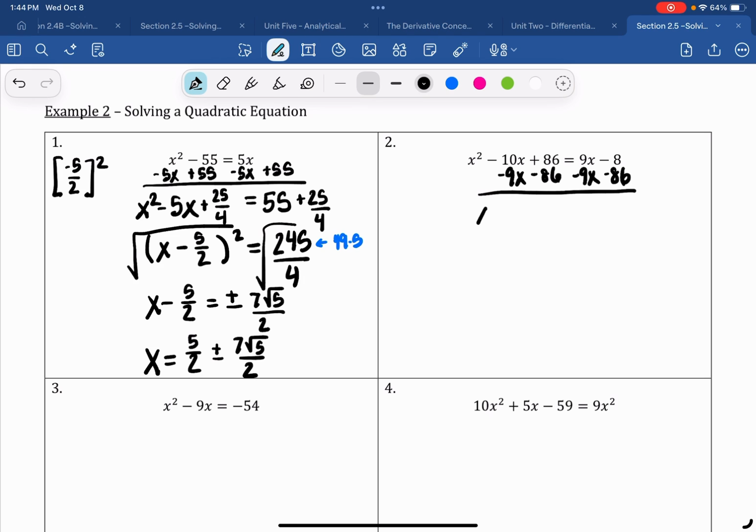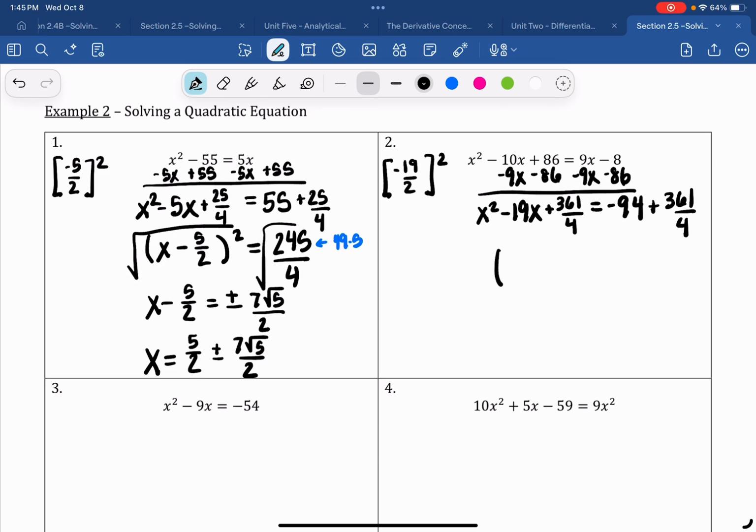This is going to leave us with x squared minus 19x. Just leave yourself a little space to make that perfect square trinomial. And negative 8 minus 86 is negative 94. Then to complete the square, we're going to take our b term, negative 19, divide that by 2, and square it. Negative 19 over 2 squared is a positive 361 over 4. So we're going to add that to both sides.